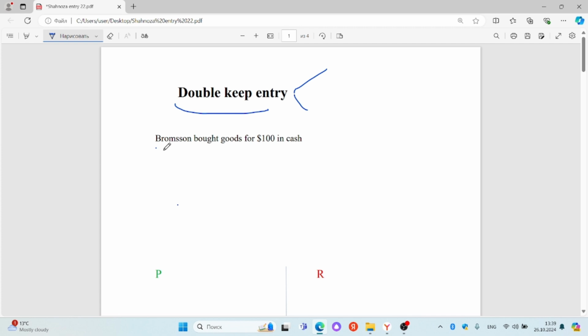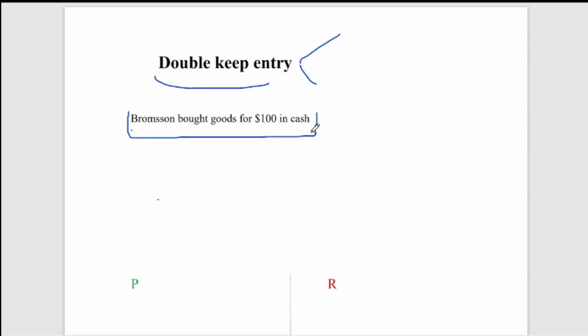For example, Bromson bought goods for $100 in cash. If we see such a transaction as a person who doesn't have knowledge of accounting, we can see that Bromson's cash has decreased by $100.